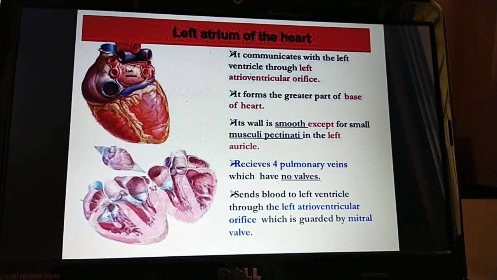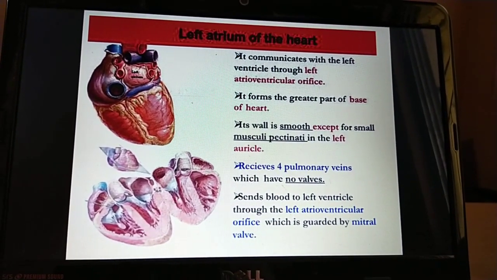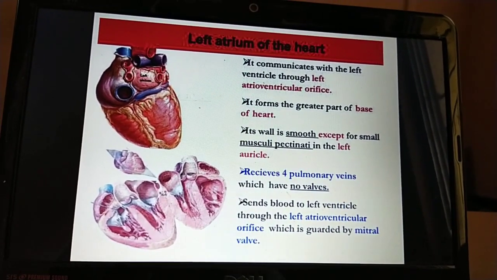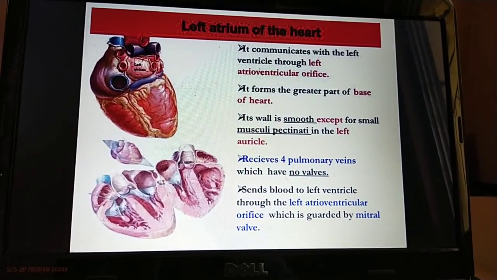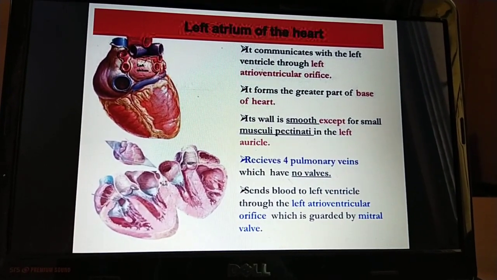The left atrium of the heart communicates with the left ventricle through the left atrioventricular orifice. It forms the greater part of the base of the heart.